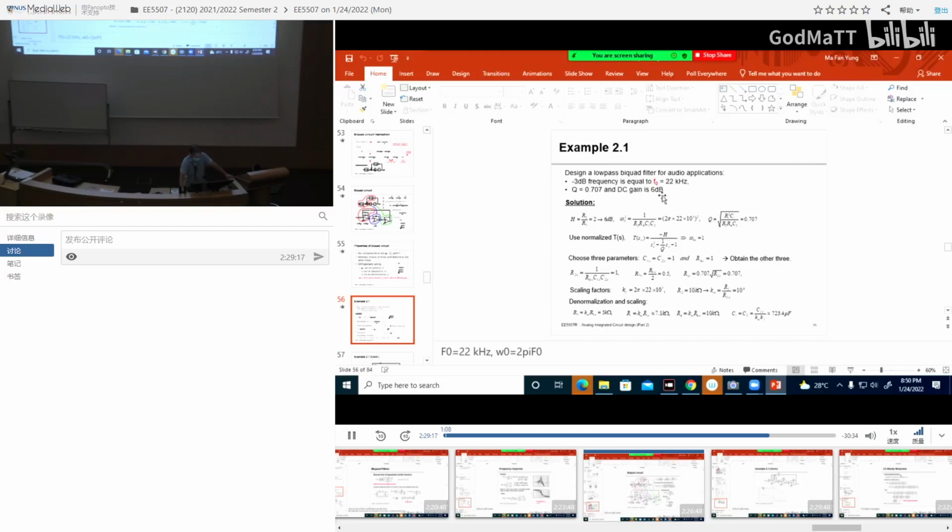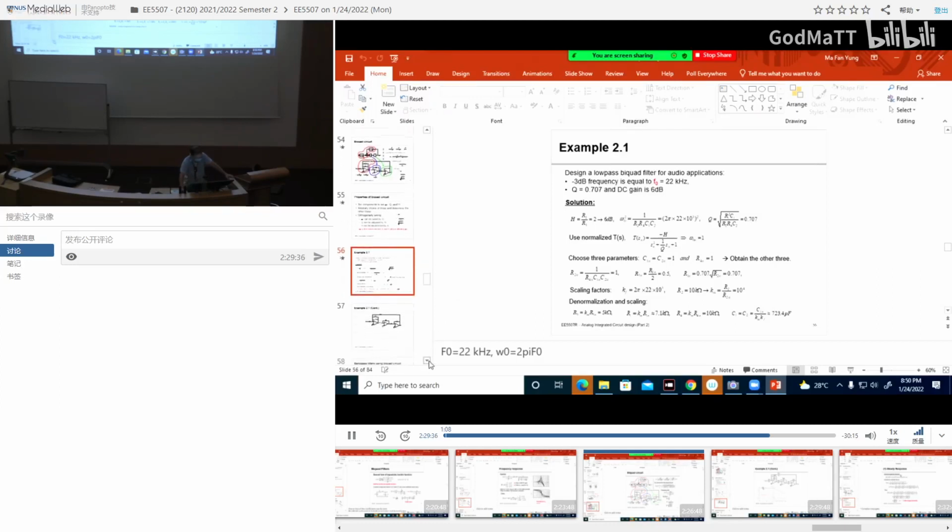Okay, so this is one example of the biquad. Let's say I want the -3 dB to be 22 kilohertz. I want the Q to be 0.707. I want the DC gain to be 6 dB. So the solution will tell you how to go and pick all these values. We have to move on because I think time is quite tight.